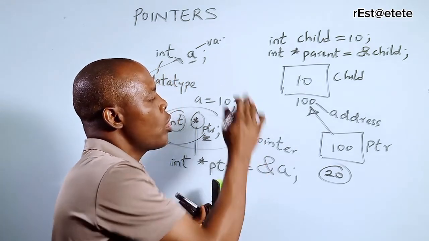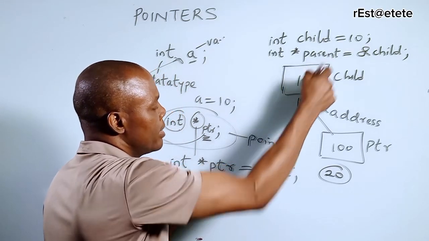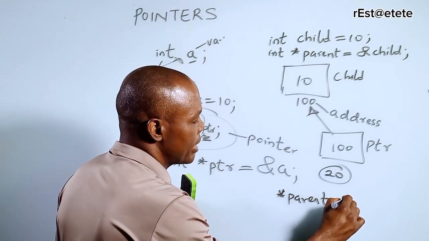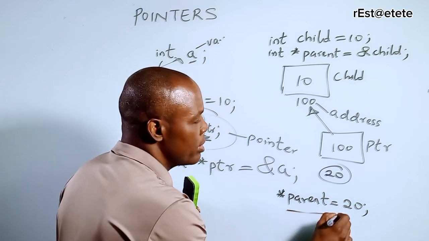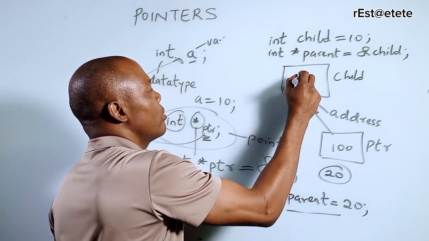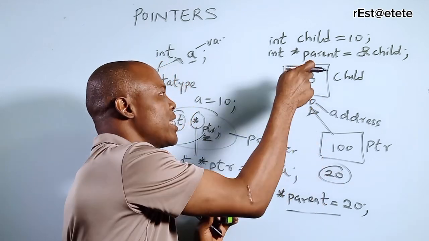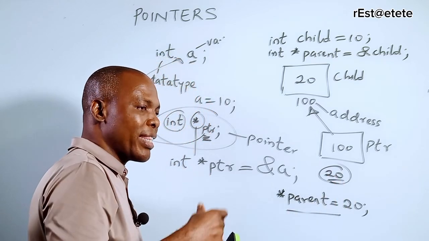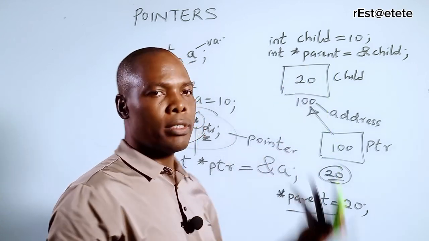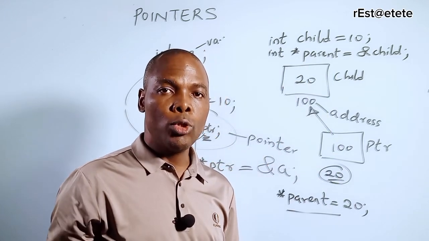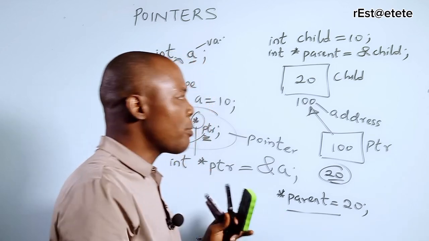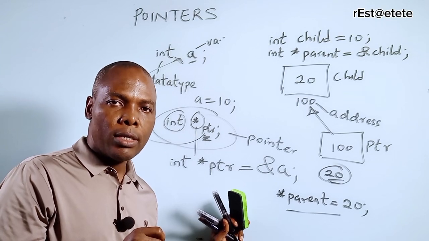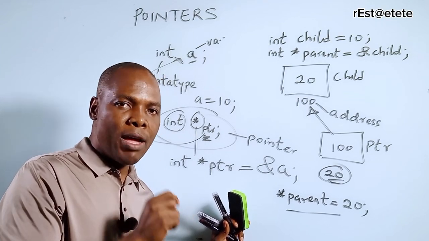So what am I going to do? All I simply need to do is access this using asterisk parent and assign 20 to it. By doing this, I have altered this value to 20. Now, when the child accesses this again, what is going to print out on the screen will be 20. Meaning the character that child will display will be 20. Using a pointer. So that is why pointer is very, very powerful.